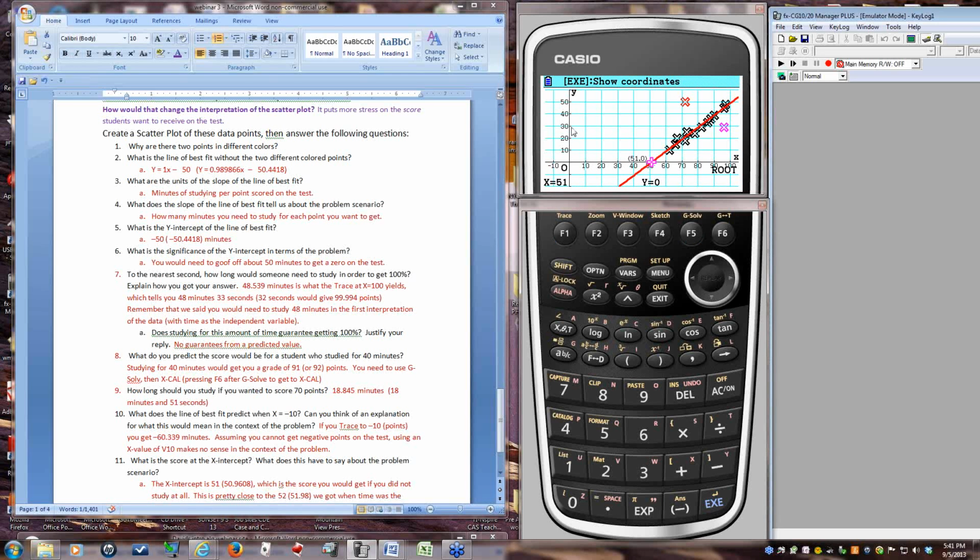So again, now I've got minutes I have to study in order to get a 51. If I say I'm studying 0 minutes, what's my score going to be? That's the solution. That's the x-intercept here. So I'm going to get 51 as my x-intercept, which says if I don't study at all, I'll get 51 points. On the other way of looking at it, if I did not study, I got 52 points. Yes, those are not the same. It's just the difference between the calculations and round-off error and all that fun stuff.